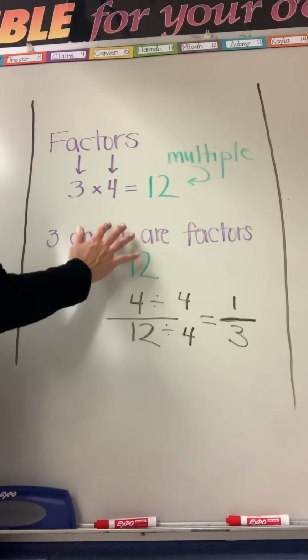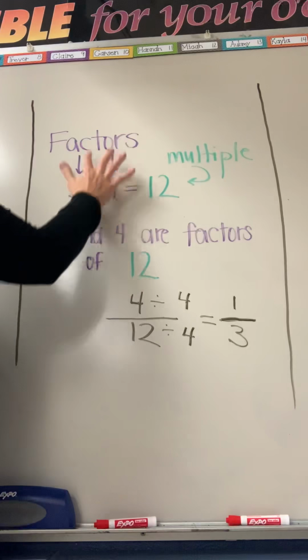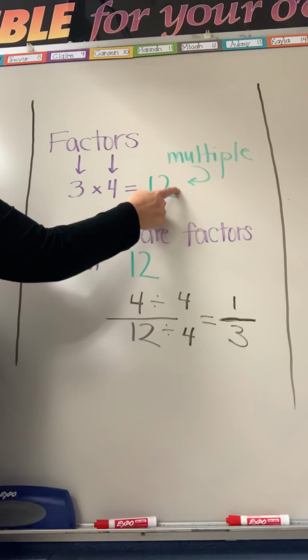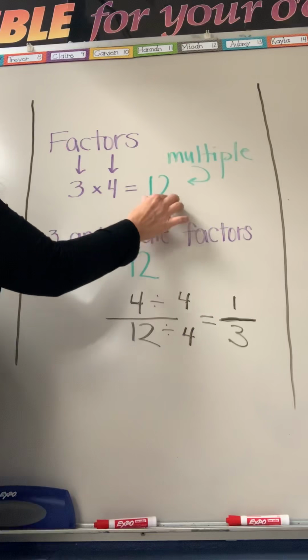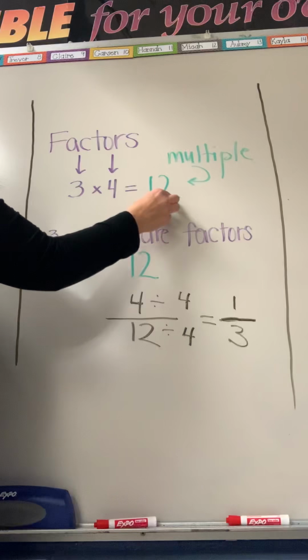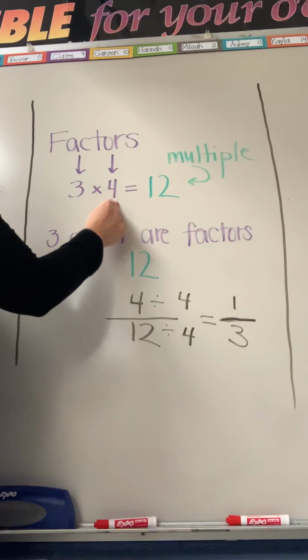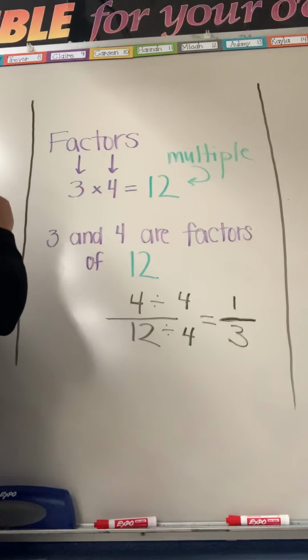You can see it right up here. 3 times 4 equals 12. 3 and 4 are your factors, but 12 is a multiple of 3. Why? Because 12 is an answer that you can get when you multiply 3 times something. 12 is also a multiple of 4. It's a result of 4 being multiplied by something.